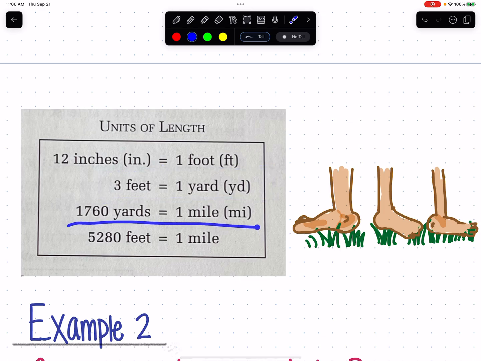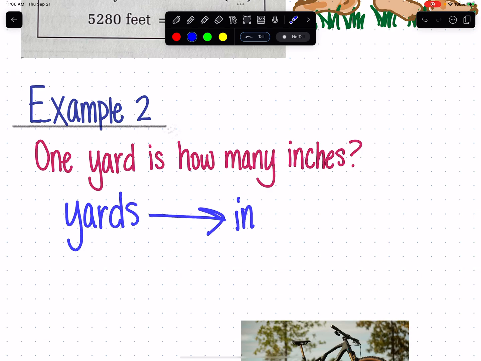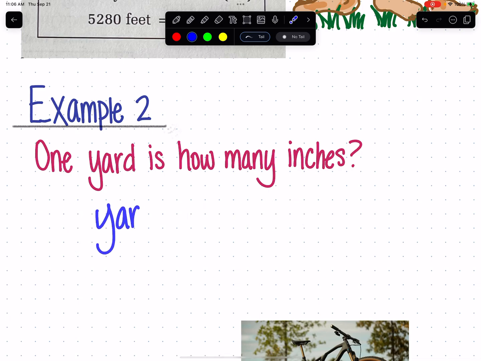And then, these, I don't think you have to memorize that, but you might need to look back at it for some of your problems. So just know where to find that information. And there's 5,000 feet in 1 mile. Okay, let's do example 2. 1 yard is how many inches? Okay, so they're asking you to go from yards to inches. And that's not super easy because that wasn't in the table, right? So in order to do that, we're going to go from yards to feet, and then to inches, right?